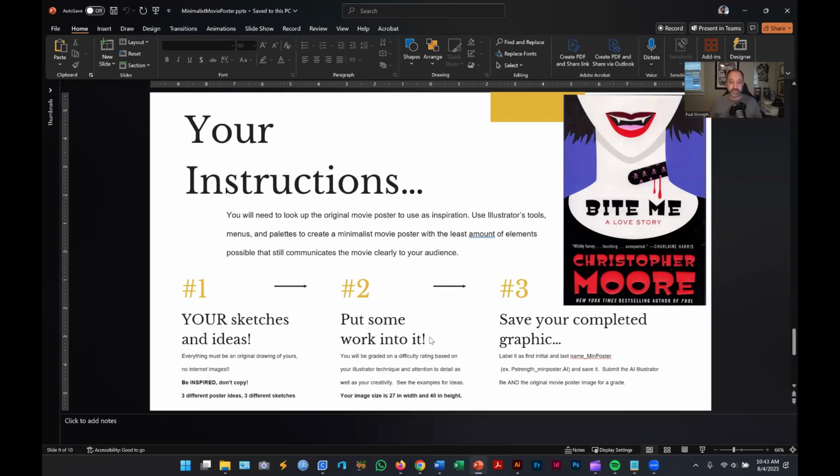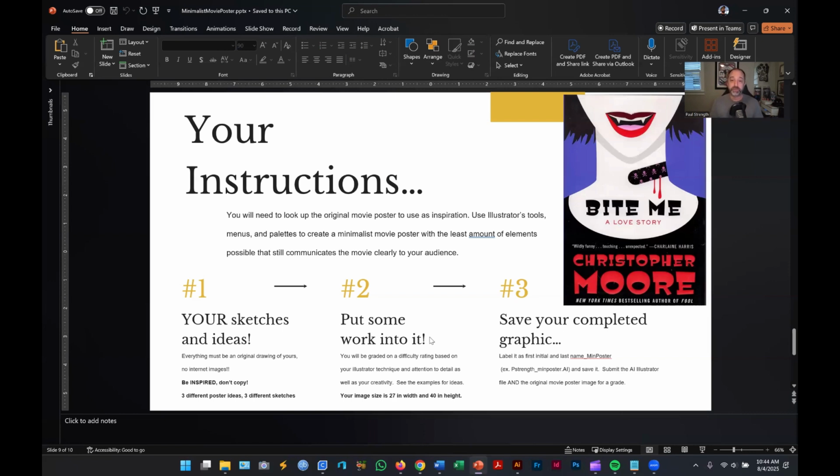Now, I don't want you to copy someone else's business, but you could go online just to look at examples. It's one of the first things I do. If someone says I want a movie poster and I'm looking for a very simple, clean design, I'm going to go look up minimalist and I'm going to look up other examples and just get an idea. Okay. So, your sketches and ideas, all right, you are going to have to sketch out some ideas.